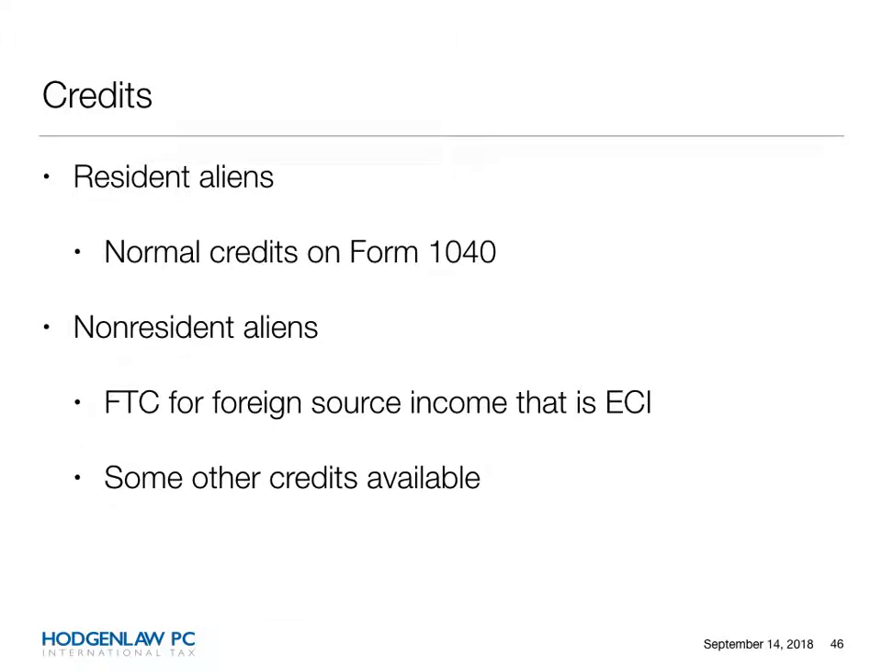For credits, most are available, depending on whether you are a resident or non-resident. There are a few that can't be claimed, such as education credits, earned income credit, and a credit for the elderly or the disabled unless you're married and elect to file married filing jointly. So for resident aliens, most of the normal credits on 1040 NR are available. For non-resident aliens, foreign tax credits for foreign source income that is effectively connected income, as well as some other credits, are available.